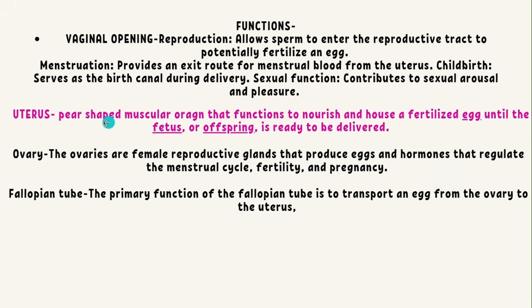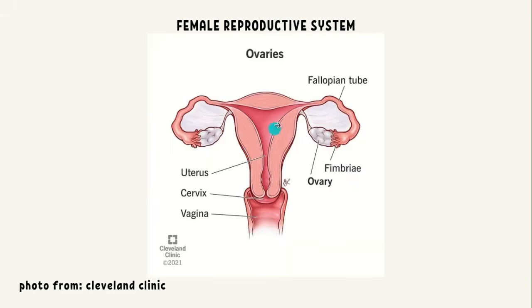So now the uterus, which is described as a pear-shaped muscular organ that functions to nourish and host a fertilized egg until the fetus or offspring is ready to be delivered. So basically, it would be implanted on here.